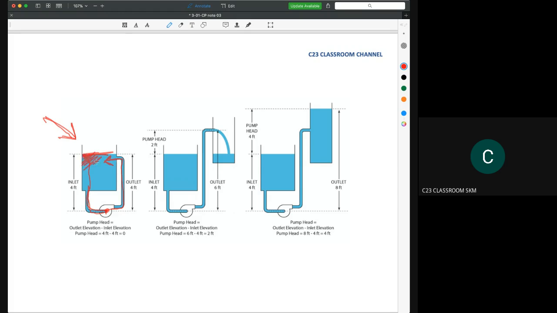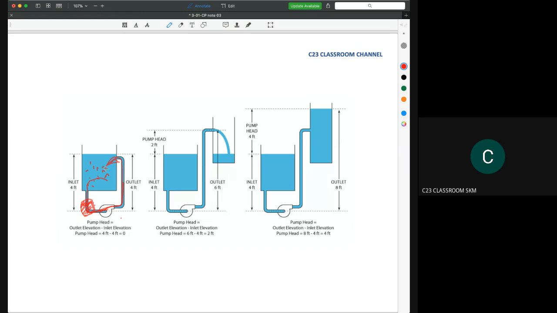Okay, so for a fish pond, you need to set up your pump like this one, because you have debris and dirty water here, so you will suck using the pump, and normally we will put a filter here to clean the water, and then we will flow the clean water back to this output.